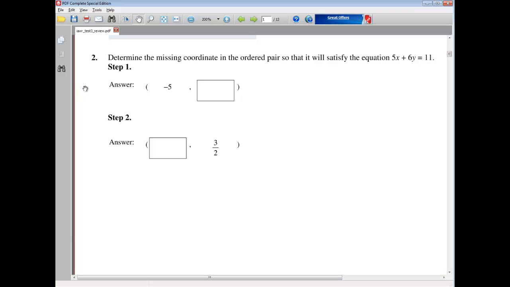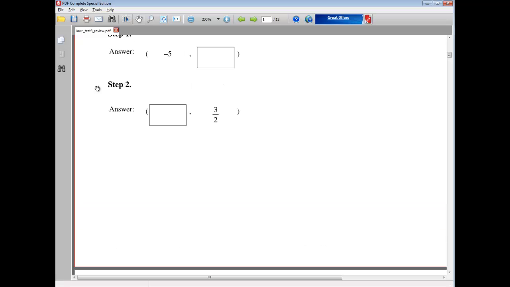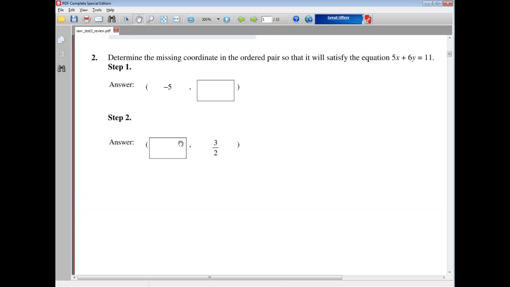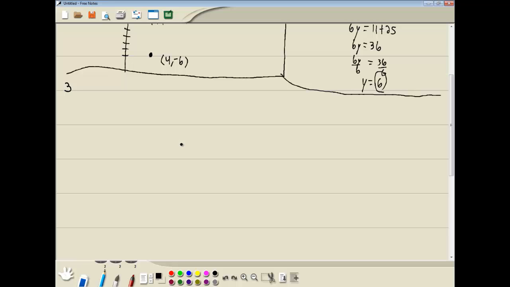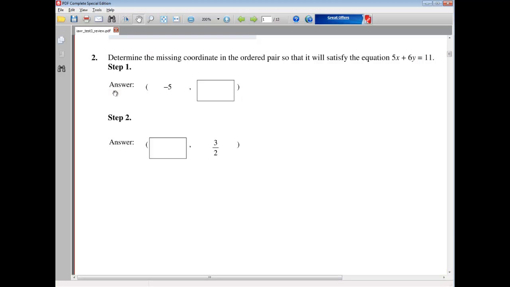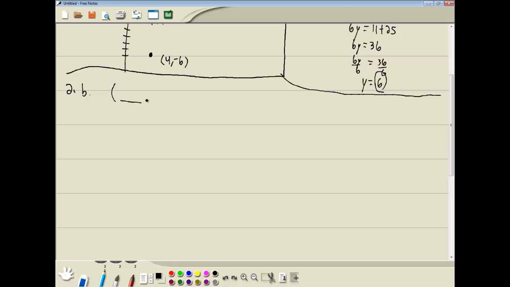Let's see, problem 3. Oh, wait a minute, there's another one. This is part B. This is 2B. They give us blank, 3/2. Here they want to know what the x is, but they're giving us the y. So back to the same 5x plus 6y is equal to 11.